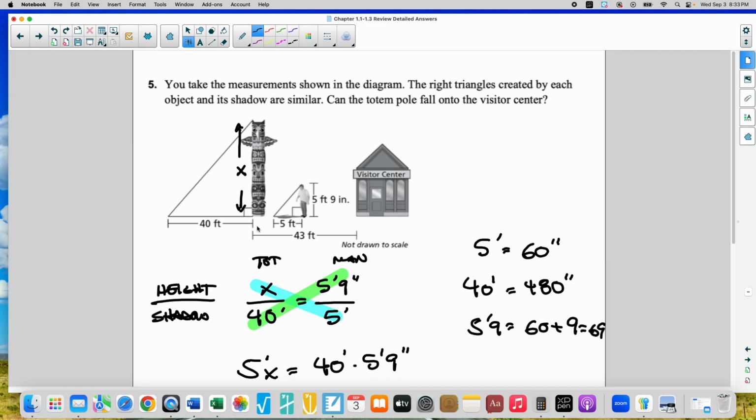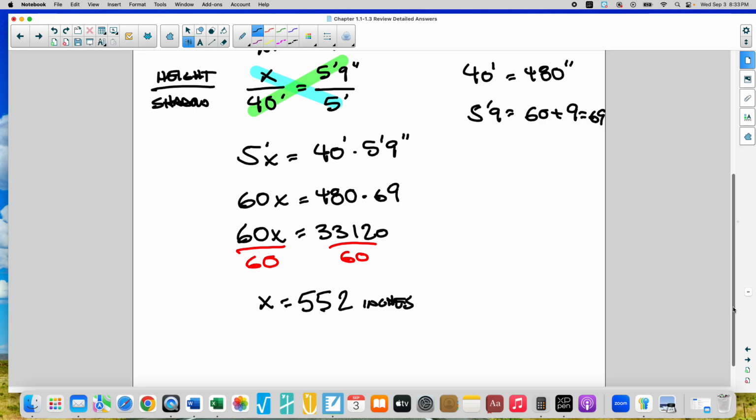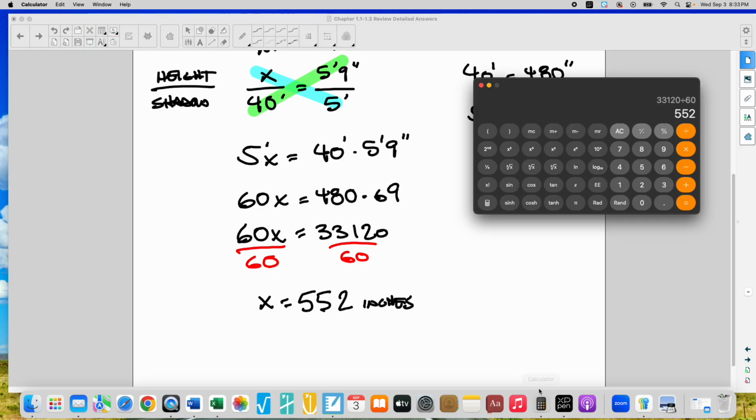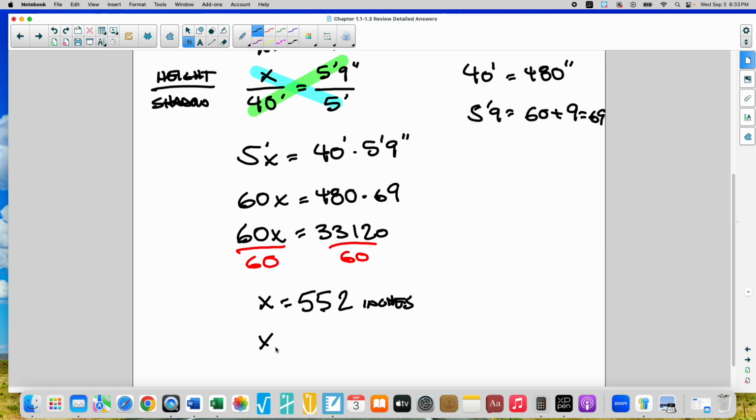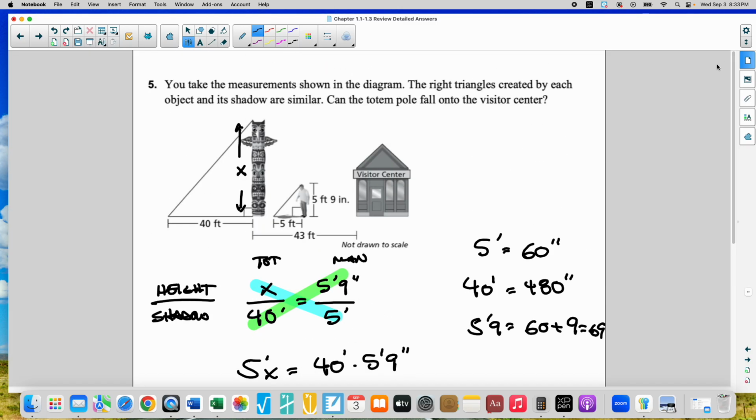And if it says, can the totem pole... So it is 43 feet away. So I do have to convert this into feet. If I have 552 inches, if I divide by 12, it'll tell me the number of feet. x equals 46 feet. So if the house is 43 feet away, then yes, it's going to crush this human, and it's going to crash into the visitor center. Can the totem pole fall into the visitor center? Yes, it can.